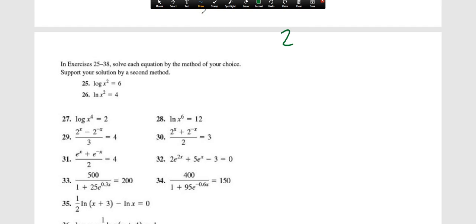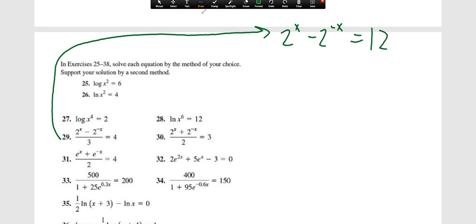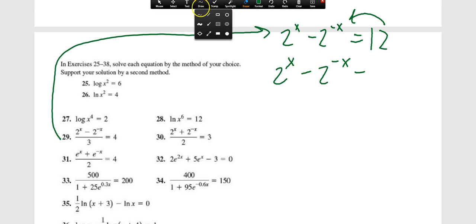Okay, so we got 2 to the x minus 2 to the negative x equals 12, according to what you told me. Multiply the 3 and the 4 together. Okay. 3 times 4 is 12. We're going to move this to the other side. 2 to the x minus 2 to the negative x. I said move it, and then I didn't. That's pretty bad.